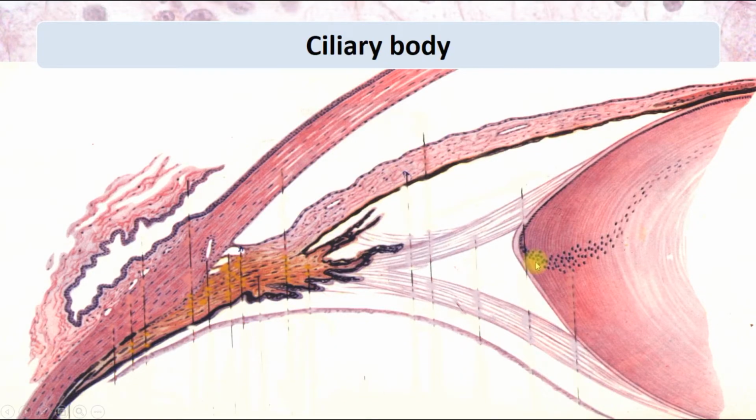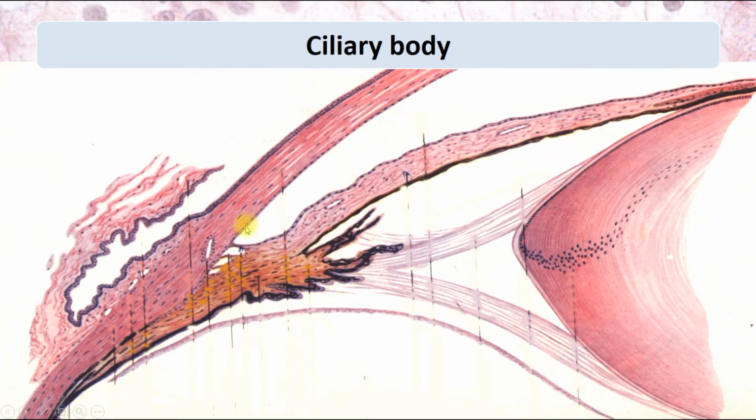Next part of uvea is ciliary body. So uvea has iris, it has choroid, and we have also ciliary body. Ciliary body contains ciliary muscle. Also it has ciliary processes which produce aqueous fluid, which fills posterior and anterior chambers. This fluid is released in the posterior chamber, and then goes through the pupil to the anterior chamber.